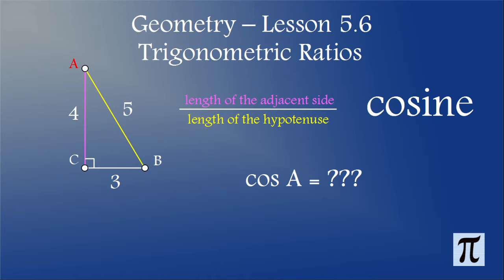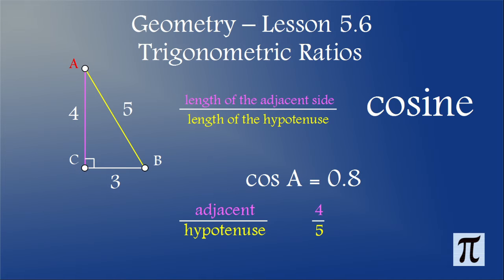So what is the cosine of A? It's the adjacent length over the hypotenuse length. So that would be 4 over 5. So the cosine of A is 0.8.